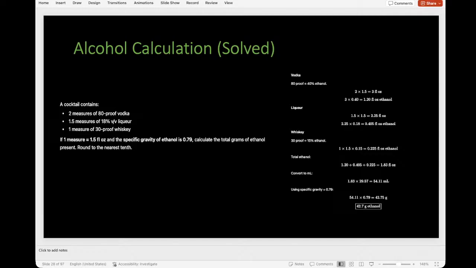You would convert it to milliliters, and then you would use the specific gravity in this case and multiply it by the total amount in milliliters, and then you would get 42.75 grams of alcohol, ethanol. In this situation, you would round it, so it would be 42.7 grams ethanol in this case.